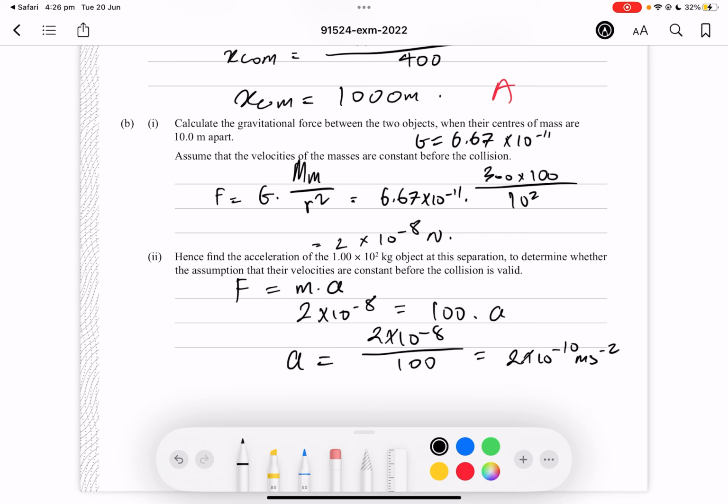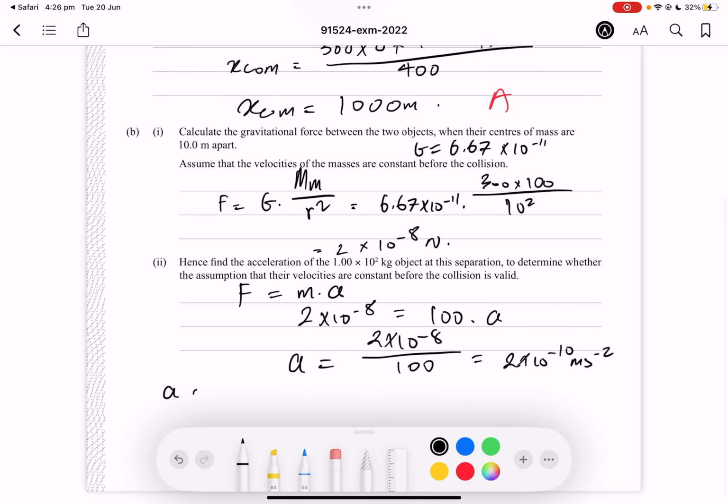And that is a very small number, so that's 0 with 9 zeros following there. So that's a very, very small acceleration. So the acceleration is extremely small.